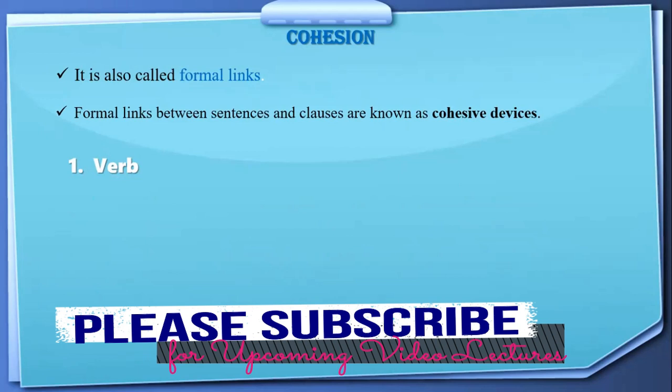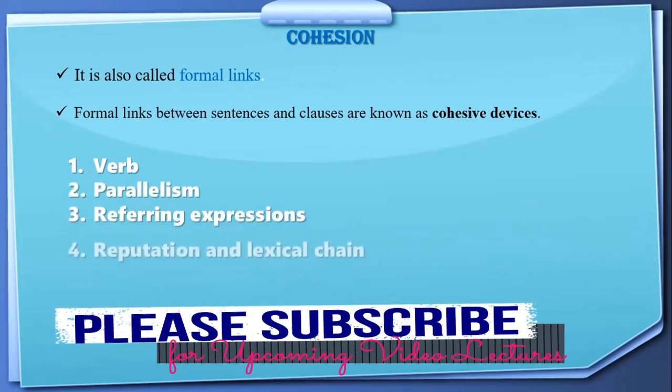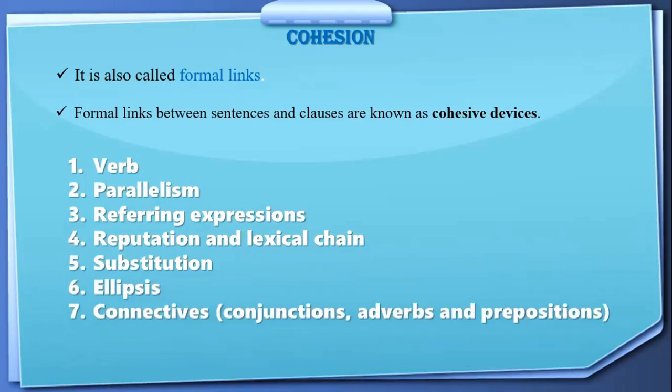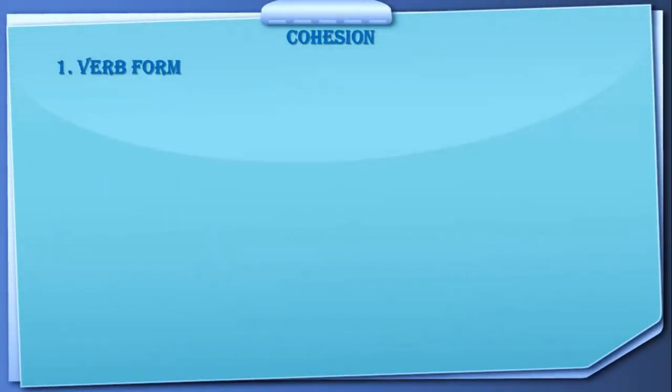For example, number one, verb. Number two, parallelism. Number three, referring expressions. Number four, repetition and lexical chain. Number five, substitution. Number six, ellipsis. Number seven, connectives: conjunctions, adverbs, and prepositions. So let's discuss all the areas of cohesion.